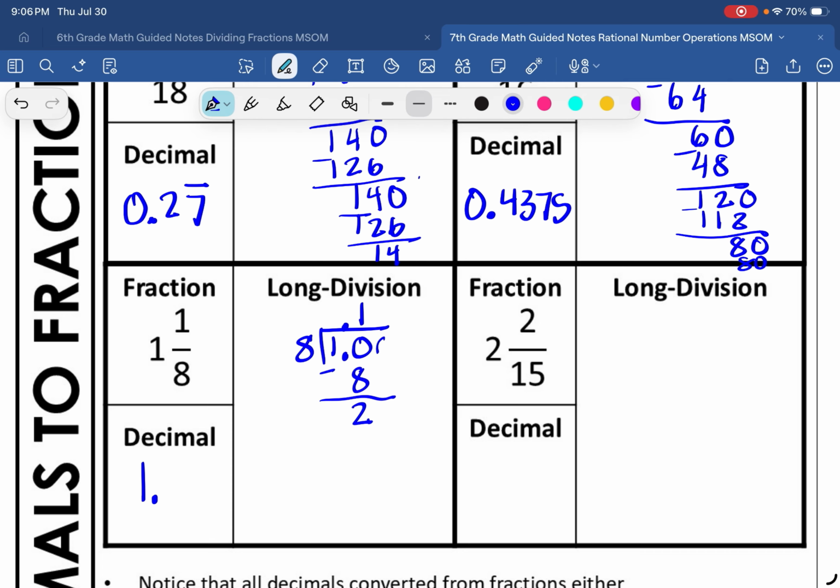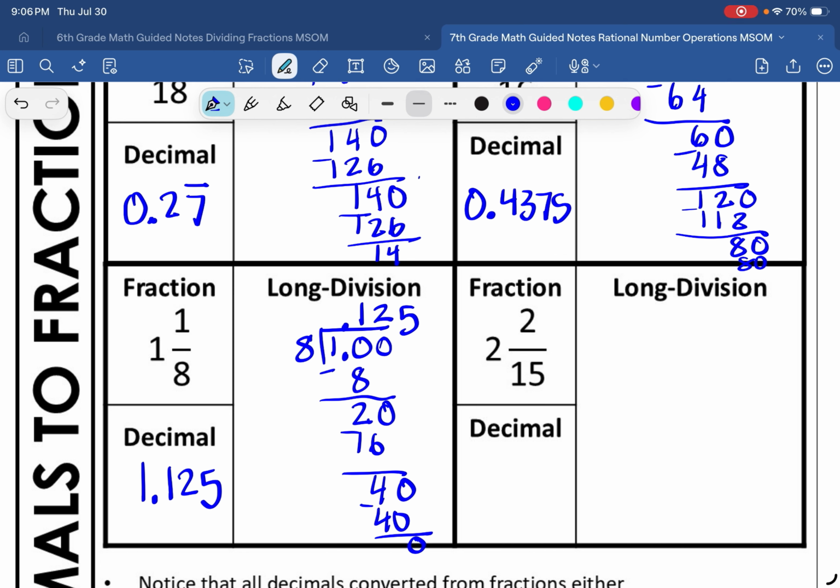Bring down a 0. 8 will go into 22 times. 8 times 2 is 16. Subtract is 4. Bring down my 0. 8 goes into 40 5 times. 8 times 5 is 40. And then I have a remainder of 0. So 1 1/8 as a decimal is 1 point, and then my decimal, 1 2 5.